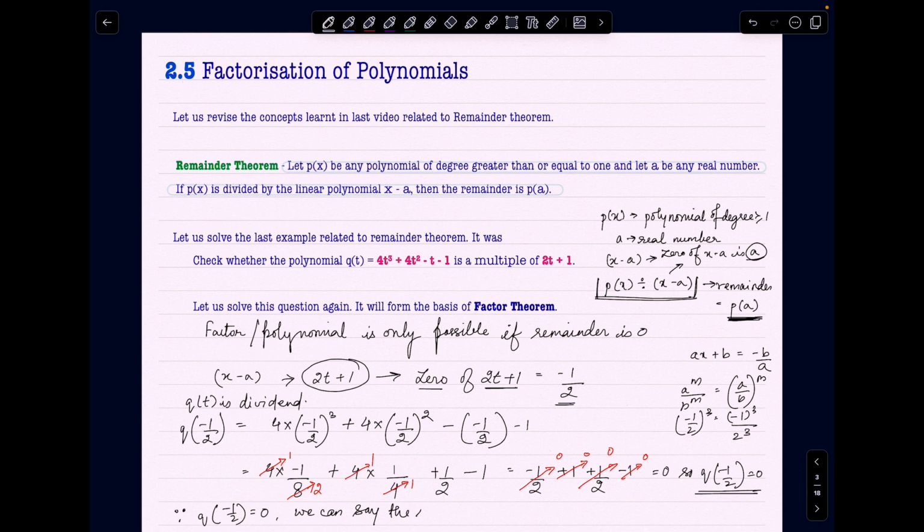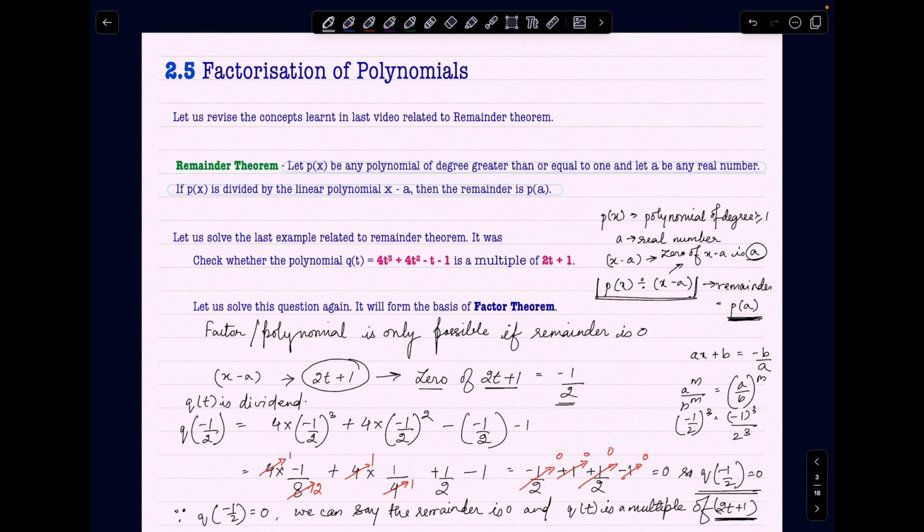the remainder is 0 and q(t) is a multiple of 2t plus 1. Only if the remainder is 0, we can say that the dividend is a multiple of the divisor, or the divisor is a factor of the dividend. Got it? So this question actually forms the basis of the factor theorem.